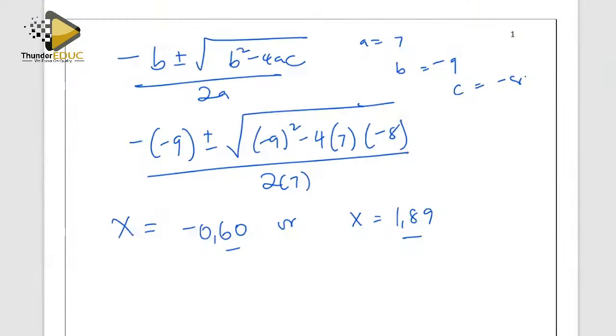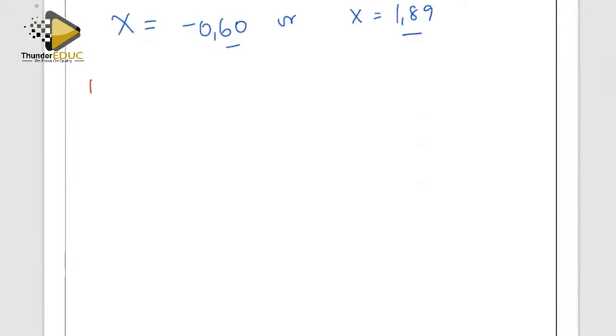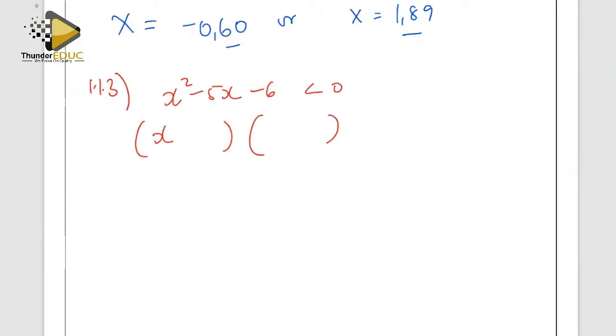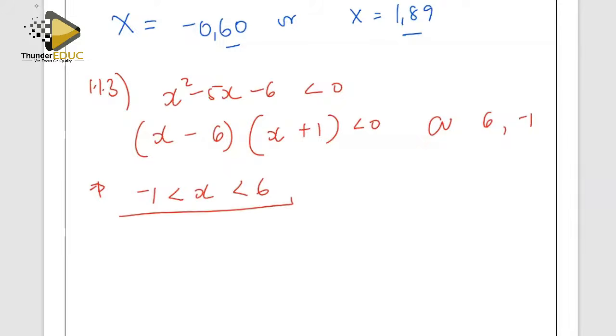So let me jot it this side. So 1.1.3. We said x squared minus 5x minus 6 is less than 0. The two numbers of interest, we have x minus 6 and x plus 1, should be less than 0. So our critical values are basically 6 and negative 1. So the solution is going to be negative 1 is less than x, and then x is less than 6.